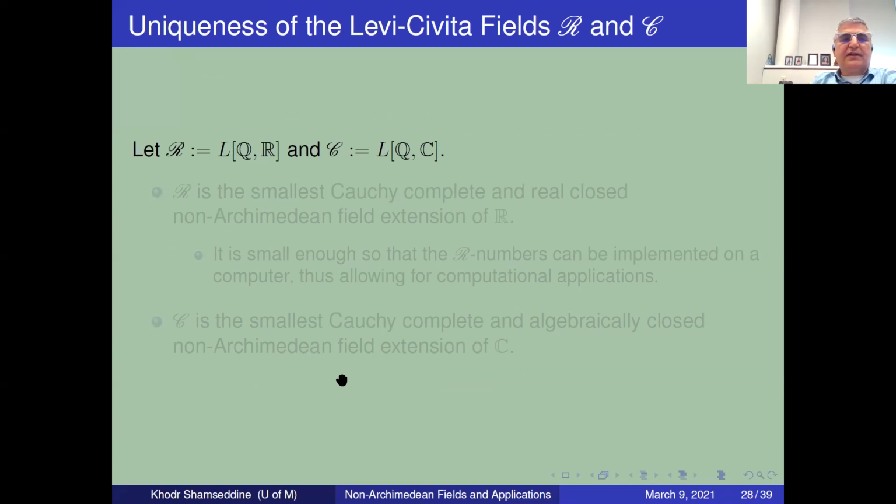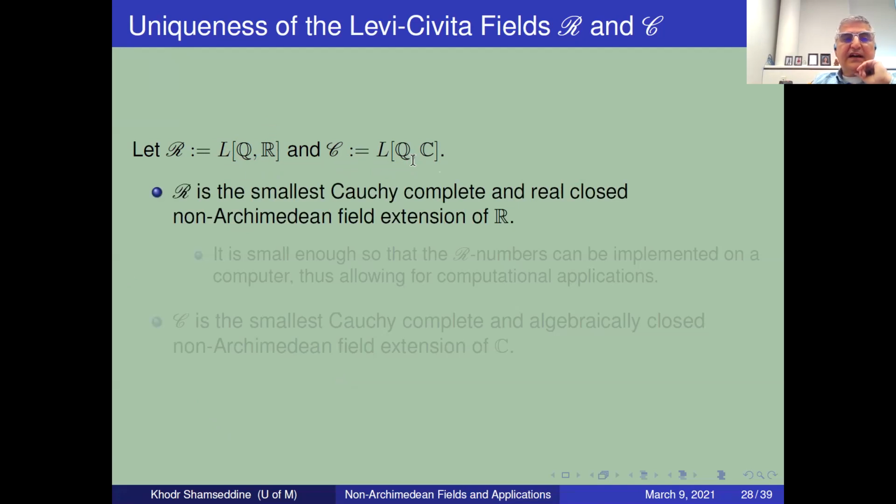So I will denote by R script the Levi-Civita field L of Q and R. Remember, this is the set of all maps from Q to R with left finite support. And C script is L of Q and C, again the set of all maps from Q to C with left finite support.